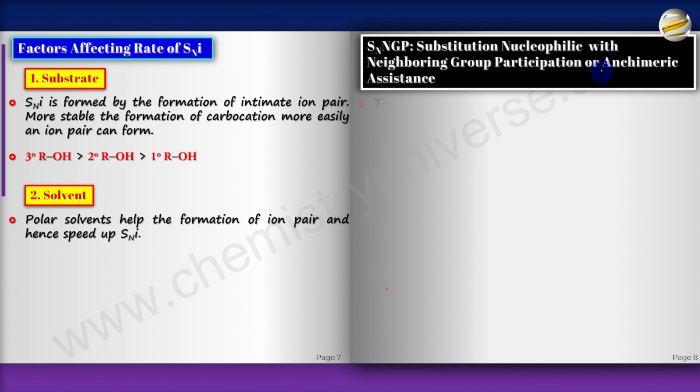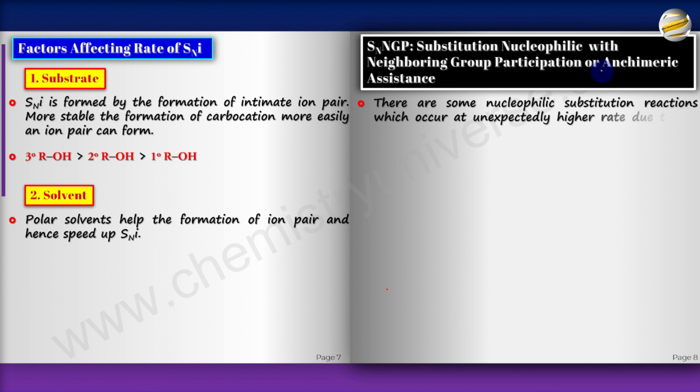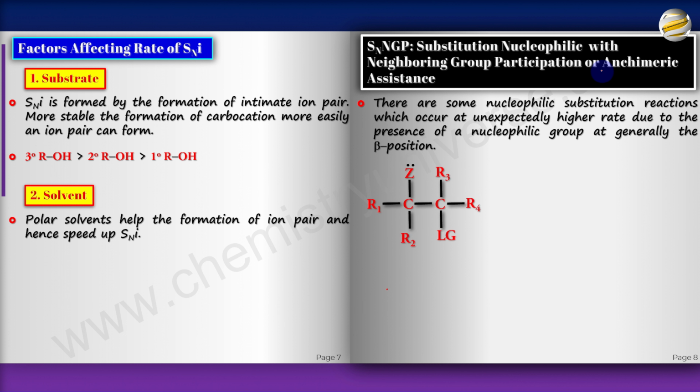So there are some nucleophilic substitution reactions which occur at an unexpectedly higher rate due to the presence of a nucleophilic group, generally at the beta position. Say, for example, I've got this. Now this is the leaving group. Ideally, if an SN2 were to happen, the nucleophile will attack here and the leaving group will leave. Or if it were SN1, the leaving group will leave and a carbocation is formed, then the nucleophile will attack.